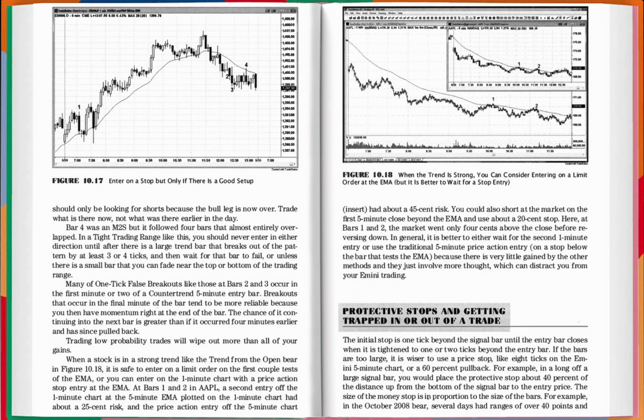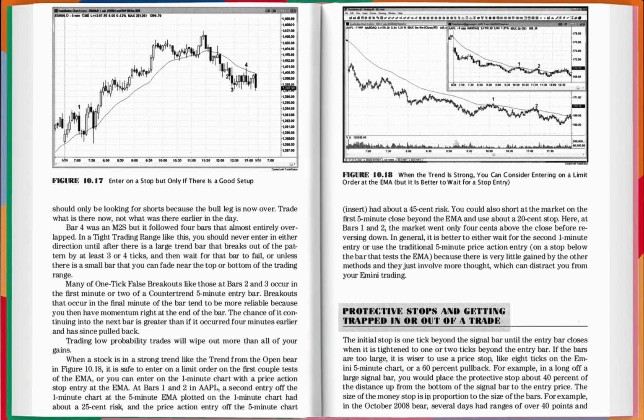Bar 4 was an M2S, but it followed 4 bars that almost entirely overlapped. In a tight trading range like this, you should never enter in either direction until after there is a large trend bar that breaks out of the pattern by at least 3 or 4 ticks, and then wait for that bar to fail, or unless there is a small bar that you can fade near the top or bottom of the trading range. Many 1-tick false breakouts like those at bars 2 and 3 occur in the first minute or two of a countertrend 5-minute entry bar.